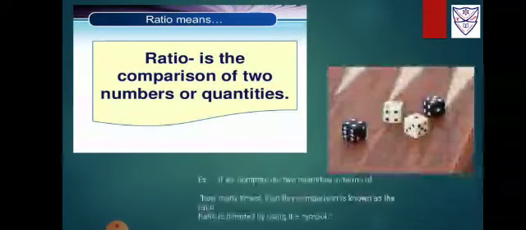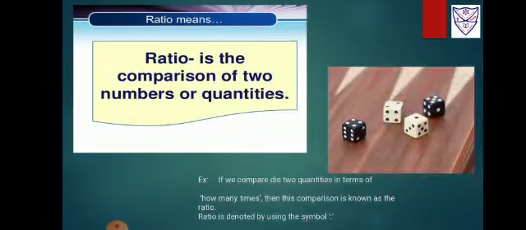What is ratio? Ratio is the comparison of two numbers or quantities. Means what? Ratio is a way to show a relationship or compare two numbers of the same kind. For example, if we compare two quantities in terms of how many times, then this comparison is known as the ratio.